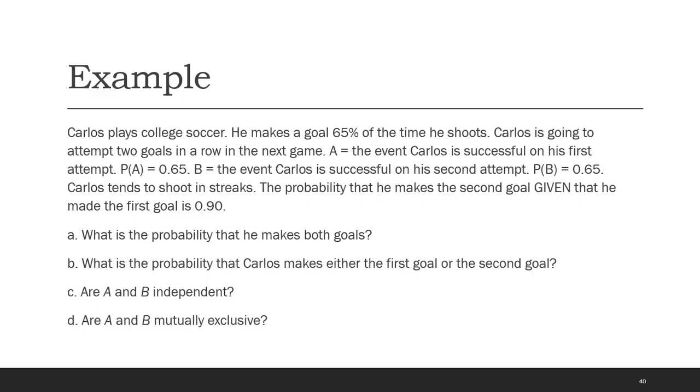We have 4 questions here. What's the probability that he makes both goals? What's the probability that he makes either the first or the second? And then, are the events independent and are they mutually exclusive? So let's dive into this.